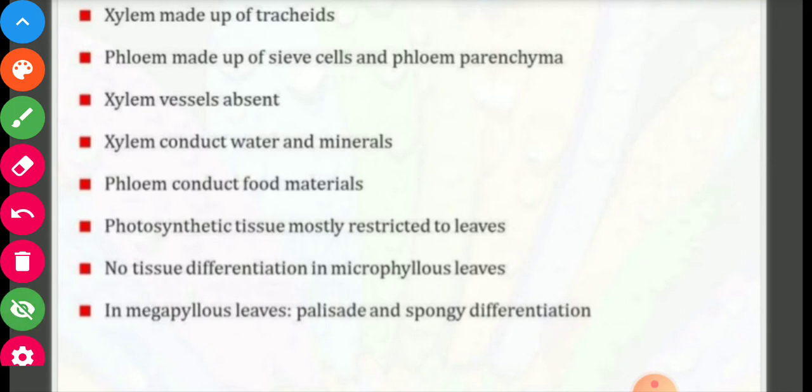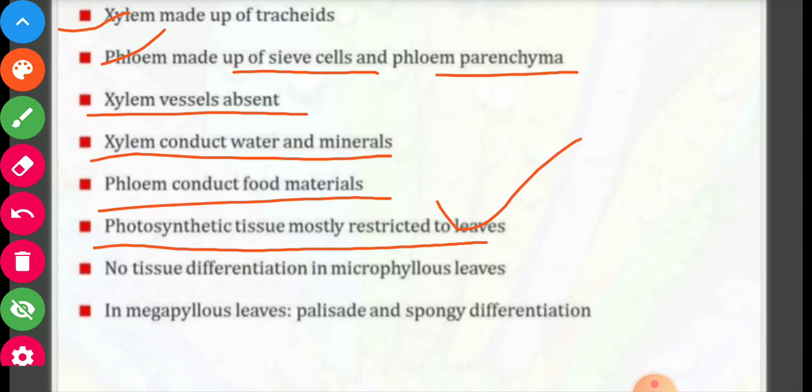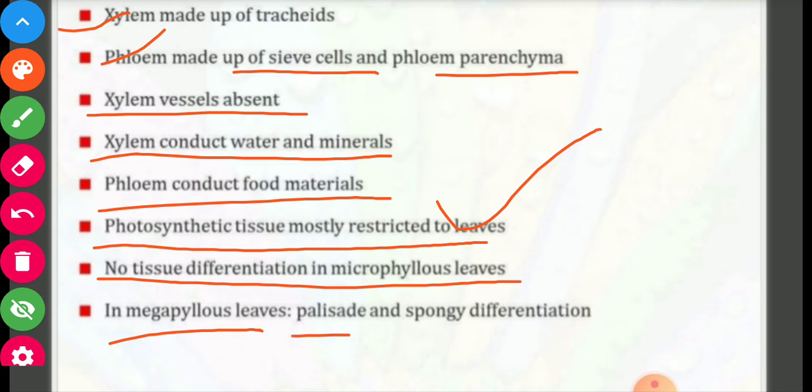Now, xylem is made up of tracheids, phloem is made up of sieve tubes and phloem parenchyma. Xylem vessels are absent. Xylem conducts water and minerals, as in other plants also, and phloem conducts food materials. Photosynthetic tissue is mostly restricted to leaves, as leaves are the main photosynthetic organ. No tissue differentiation in microphyllous leaves, but in macrophyllous leaves they have palisade and spongy parenchyma.